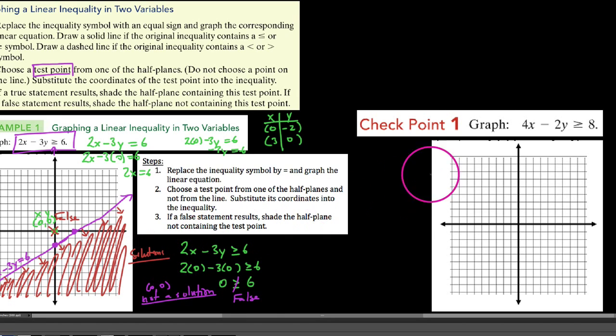So what I want you to do before you tune out of this video is graph this as if there were an equal sign here first and label it, then choose a test point, plug it in and see if you get a true or false statement, and shade the appropriate side of the graph that corresponds to the solutions of this inequality. Cheers.